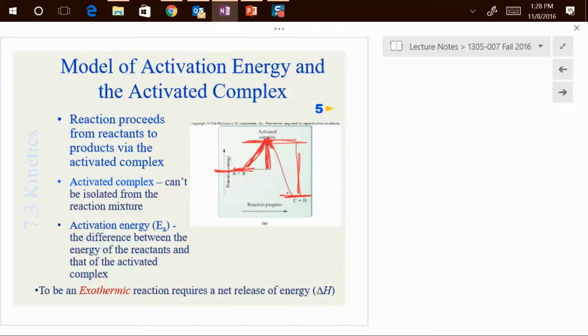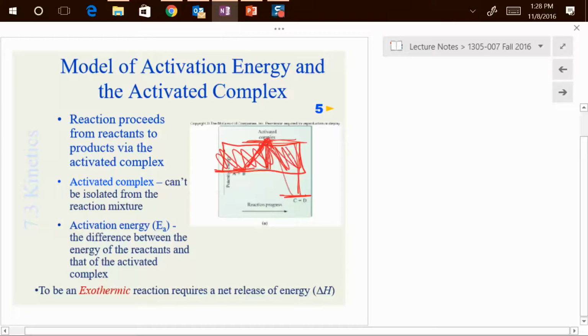Exothermic, because it releases more energy than it absorbed, right? This amount of energy is canceled out. This is the amount of energy that's left, and it was released. Okay? So this is an exothermic reaction, and it has a net release of energy. And the activation energy was lower than the amount of energy released.